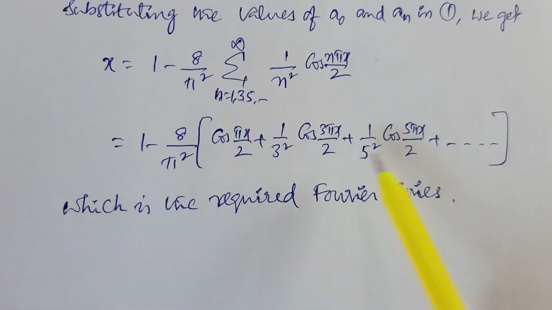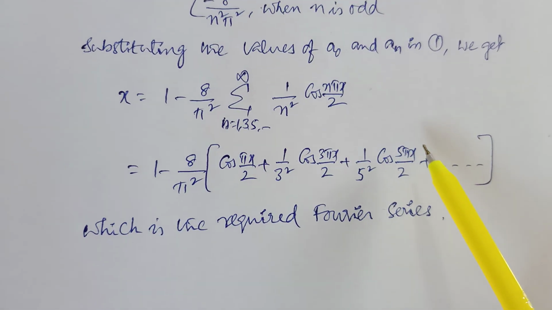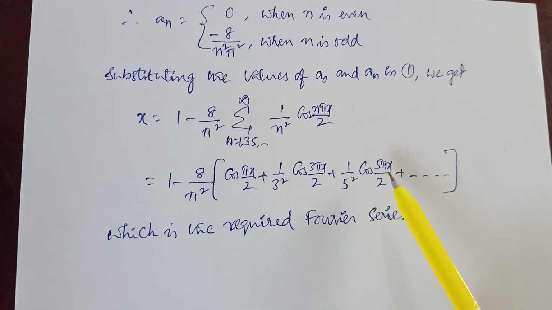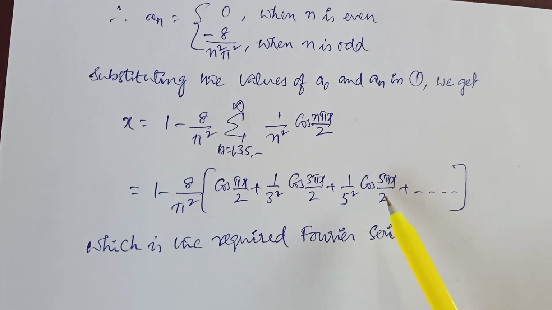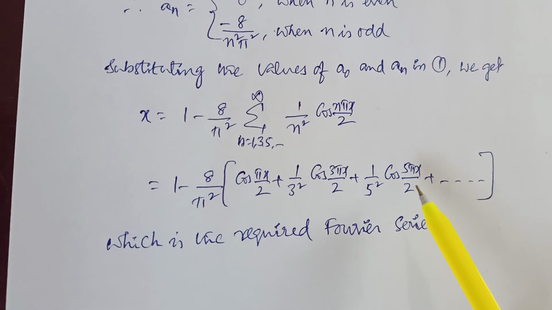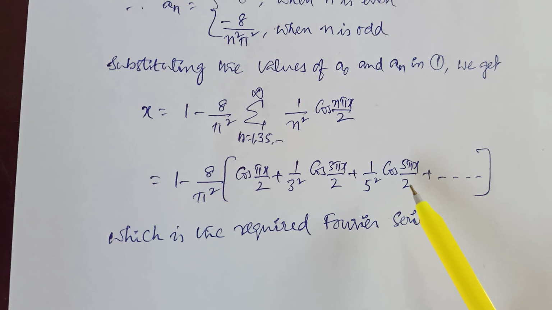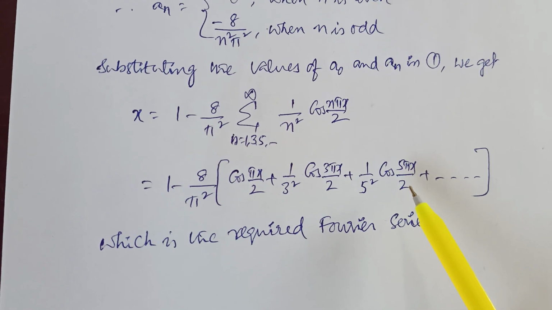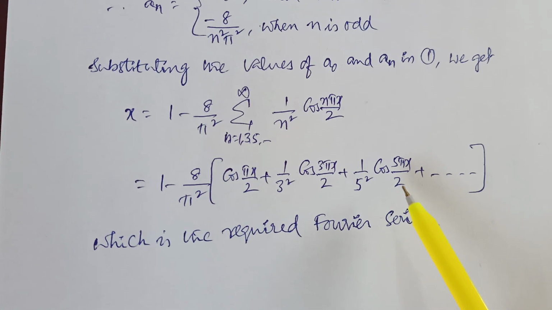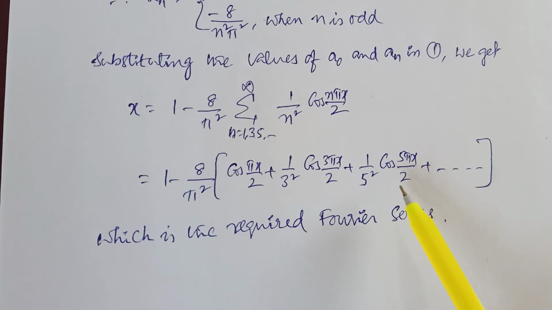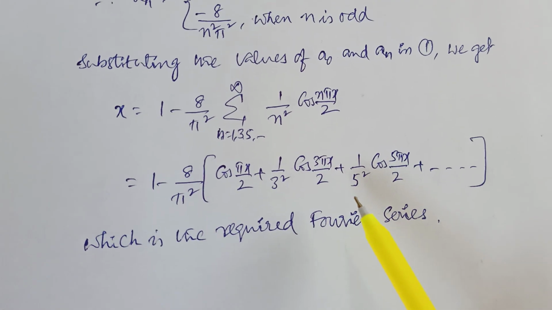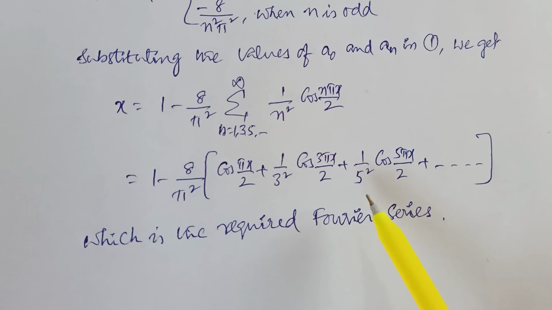As you can notice, this series contains only cosine terms. Observe the intervals and the problem clearly. What is it exactly asking? Half range cosine or half range sine? Cosine series means you get only cosine terms in the series. Sine series means you get only sine terms in the series. Okay, thank you.